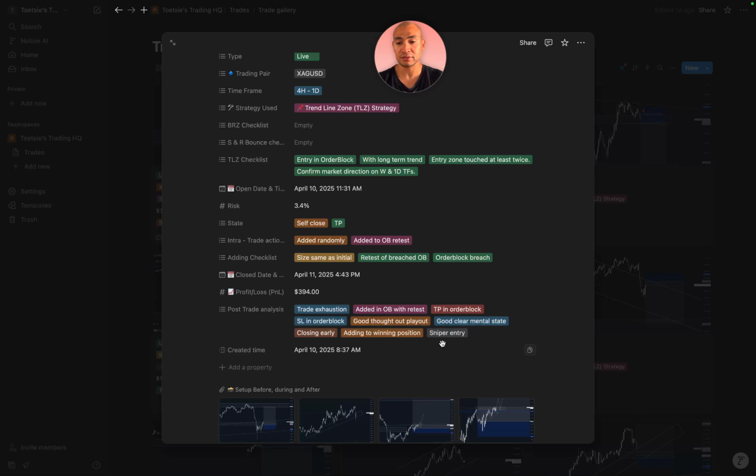Our post-trade analysis, so let's have a look. I had a bit of trade exhaustion, unfortunately, and that's why I closed. I added with order block retest. My TP was in an order block. My stop loss was in an order block. It was a very good thought out play out. I had a good clear mental state. I closed a little bit early. I added to my winning position, and it was a sniper entry.